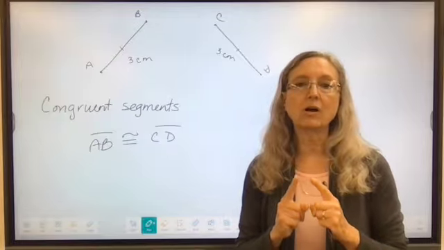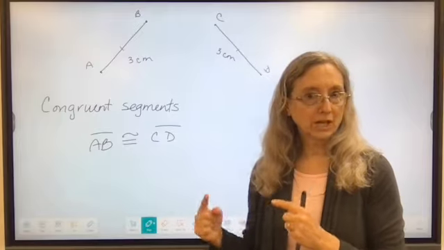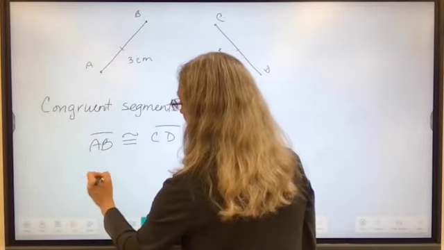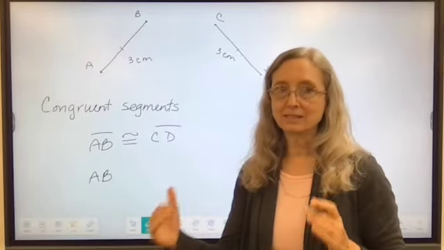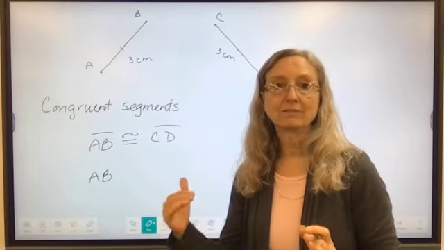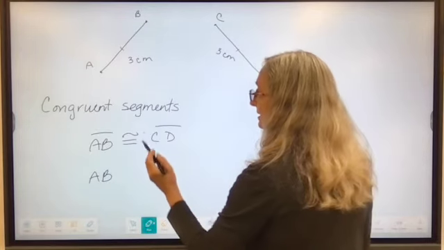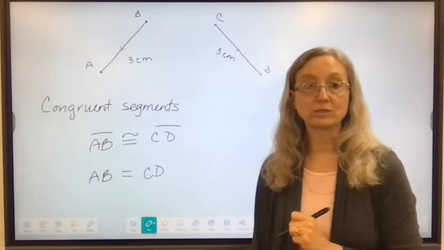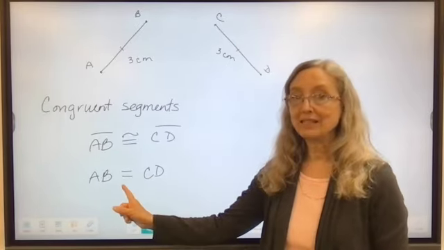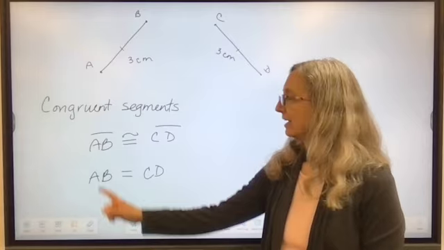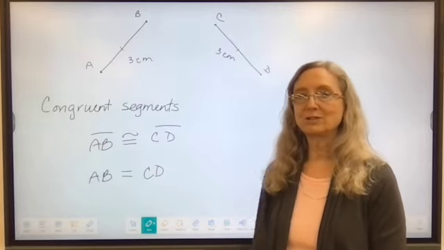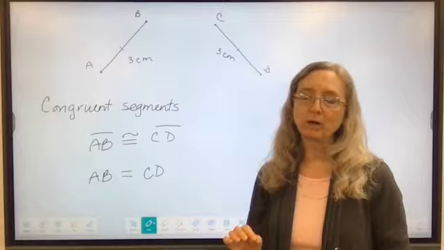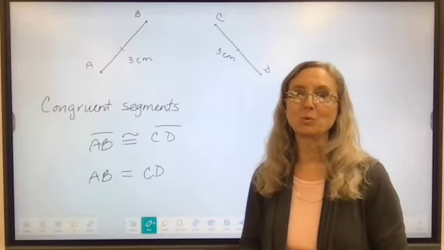If I want to just talk about the length of AB, which happens to be 3 centimeters, then I don't use the segment symbol. I just will write AB. That means the distance between A and B, or the length from A to B. And because that refers to 3, now I will just use the equal sign. The length of AB is equal to the length of CD. Segment AB is congruent to segment CD. Do you see the difference? It is slight, but we want to be as precise as we can so that everybody knows what we're talking about.